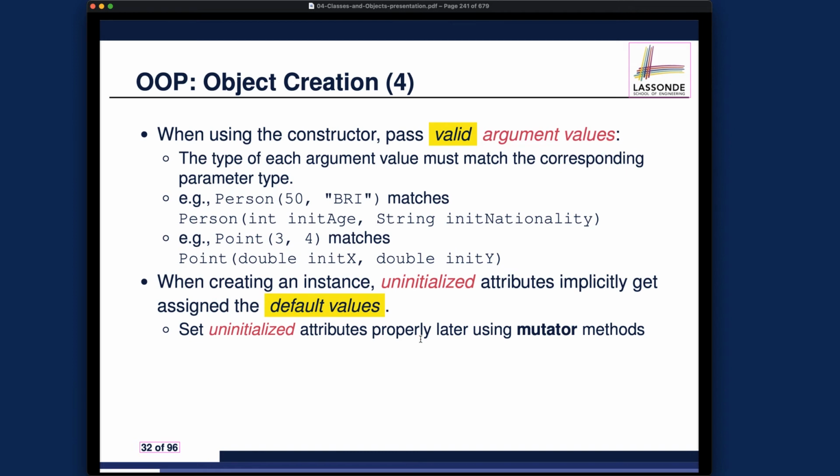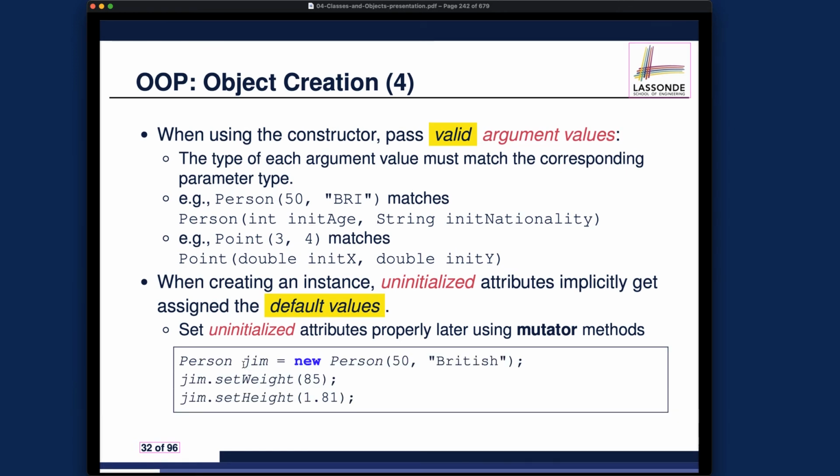So here you can see, after creating the person object using this version of the constructor, where we already initialized the age and also the nationality, the weight and height are uninitialized, just the 0.0 default value. That's why we are using these two mutator methods to set them up later, right? You want to make sure you do that.